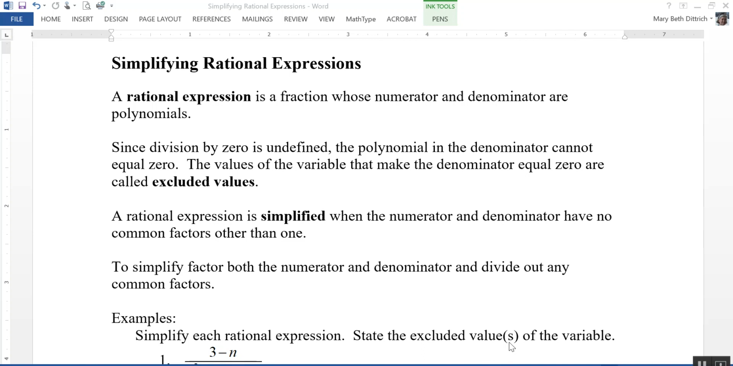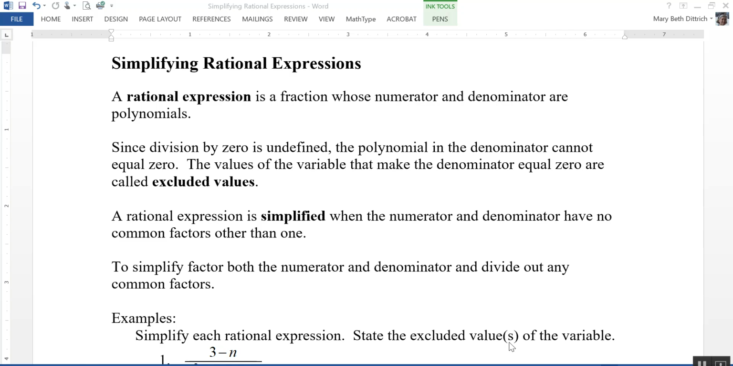This video is on simplifying rational expressions. A rational expression is a fraction whose numerator and denominator are polynomials. Since division by zero is undefined, the polynomial in the denominator cannot equal zero. The values of the variable that make the denominator equal zero are called the excluded values.